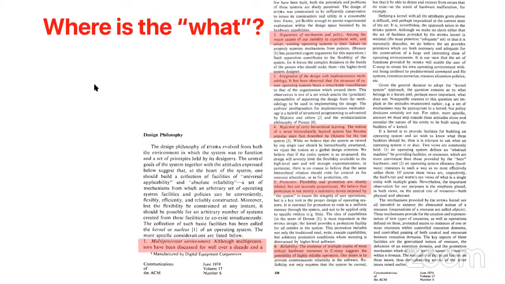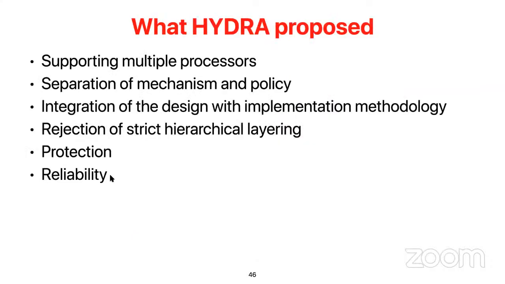It's interesting to see their design philosophy, and it is pretty different from Dijkstra's. So it's a multiprocessor environment. It proposes the idea of separation of mechanism and policy. It integrates the design and implementation methodology, and the rejection of strict hierarchical layering, protection, and reliability. So those are the what's in their design philosophy. And the most interesting thing is the fourth one. So why do they propose the rejection of strict layering?